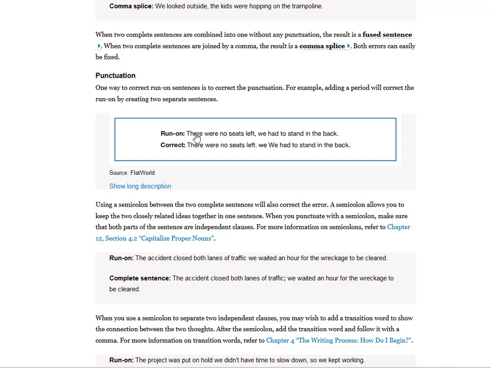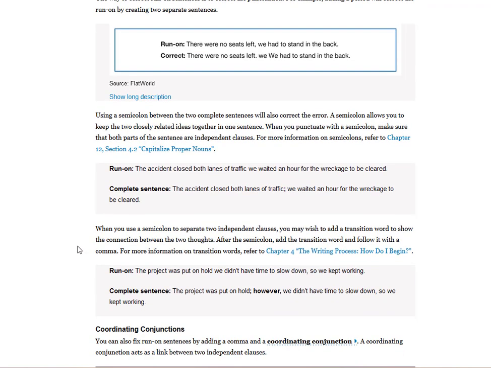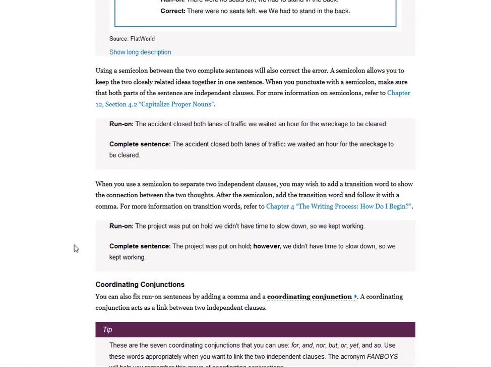So here, run-on: There were no seats left we had to stand in the back. Then correct: There were no seats left. Period. We had to stand in the back. You still have to capitalize the W here. Anyway, using a semicolon between two complete sentences will also correct the error.